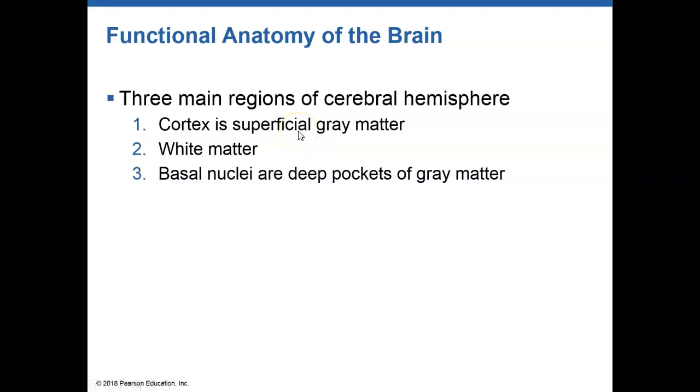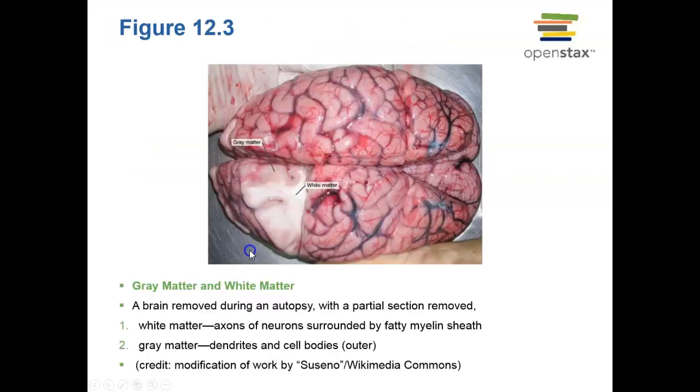The outer region of the cortex is known as the gray matter, and then deep to the gray matter we have white matter. Within the white matter are pockets of more gray matter called basal nuclei.